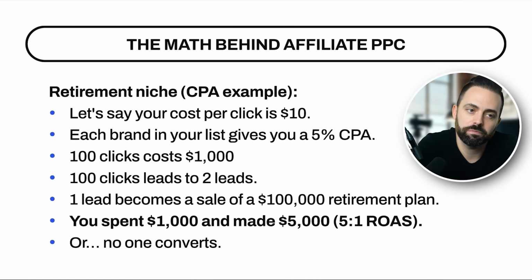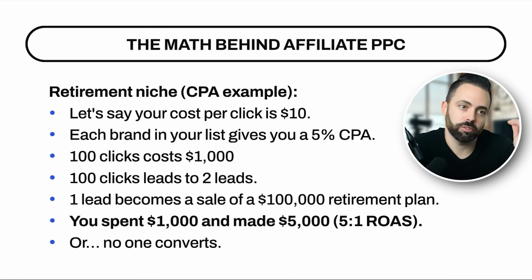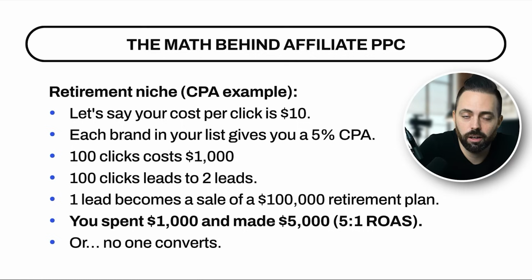So the nice thing about affiliate PPC is you can make money from the first brand, but also the second, third, fourth, and fifth, right? It's not just the top one; you're promoting them all. While the first one will get the most clicks, every single brand needs to be monetized. But for this example, let's just say they're all paying you 5% CPA. So if someone signs up for a $100,000 retirement plan, you make $5,000.